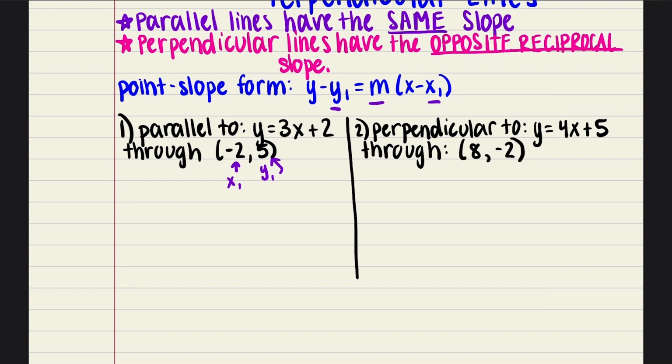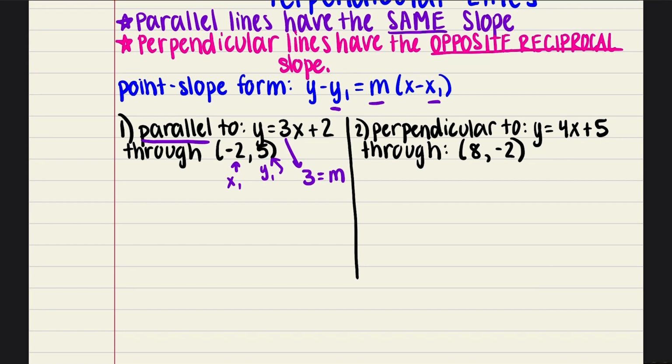And then you need your slope. To get your slope, you're going to look at the line it gives you, which is y equals 3x plus 2, and you're just going to take that slope. The slope is always in front of the x, and it's 3. Since it's parallel, that means they have the same slope. So I'm going to use 3 as my slope.